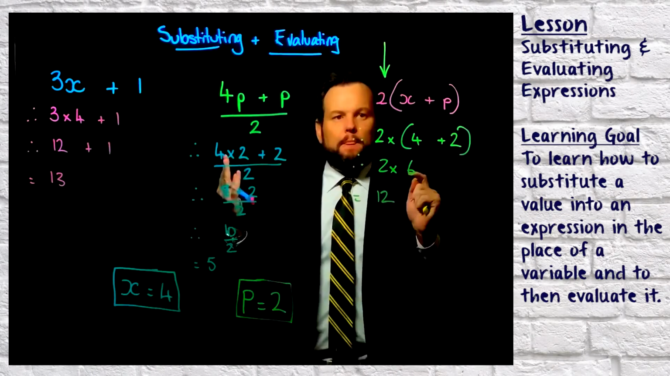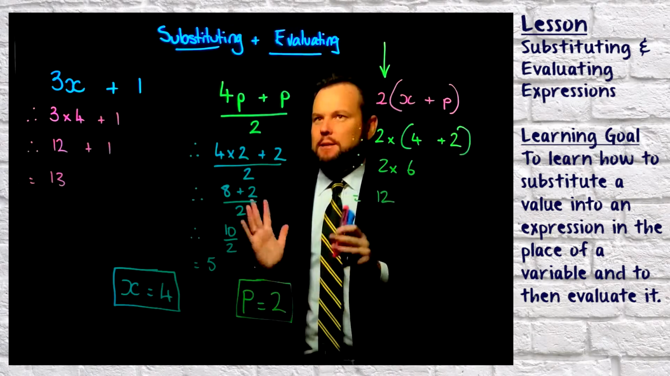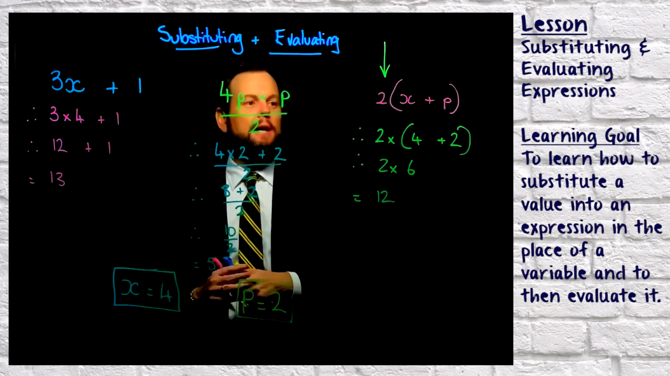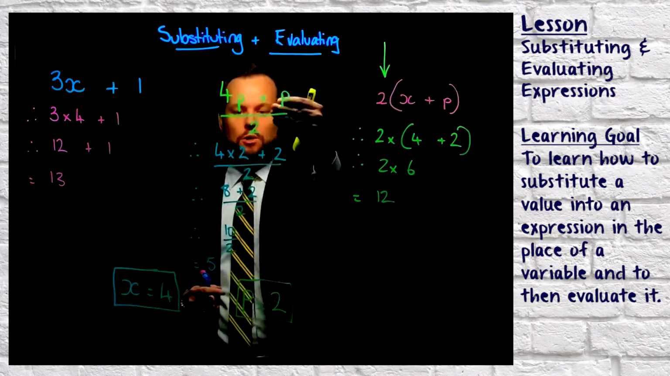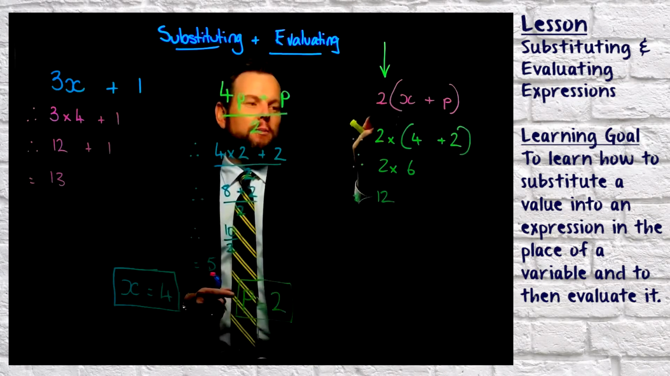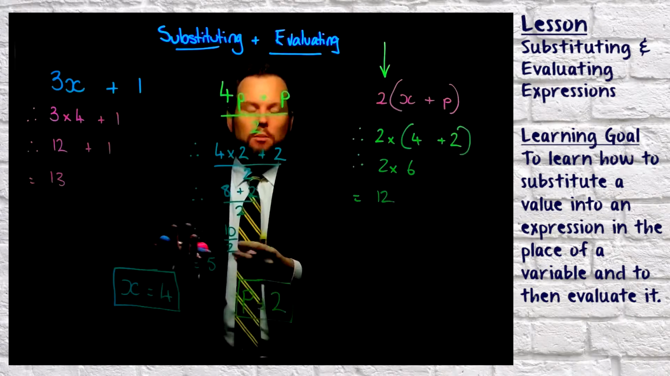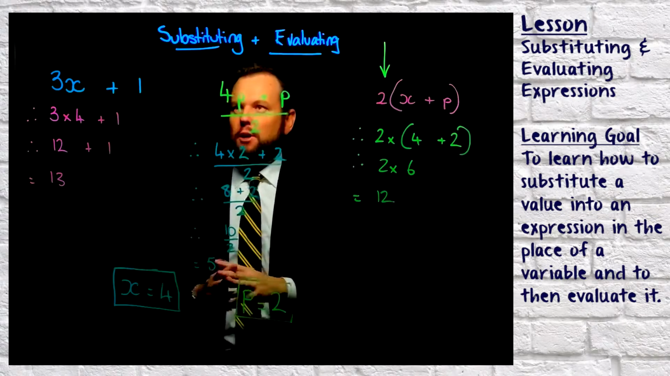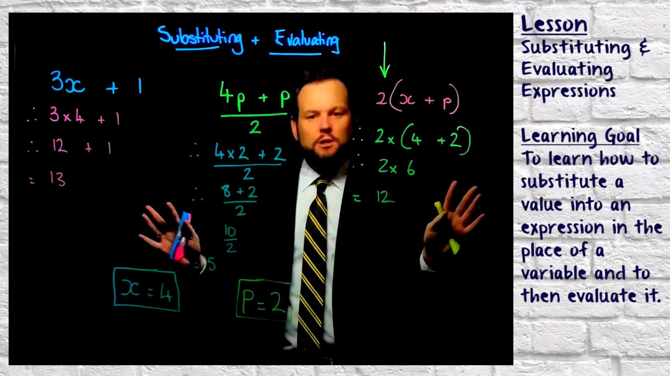So that's basically it. That's basically substituting and evaluating. There isn't much more to it than that. Just remember what we talked about with the division, doing the top first, and also what we talked about when we have a number right next to a bracket and we need to multiply. Good luck with those, and if you've got any questions, please ask.